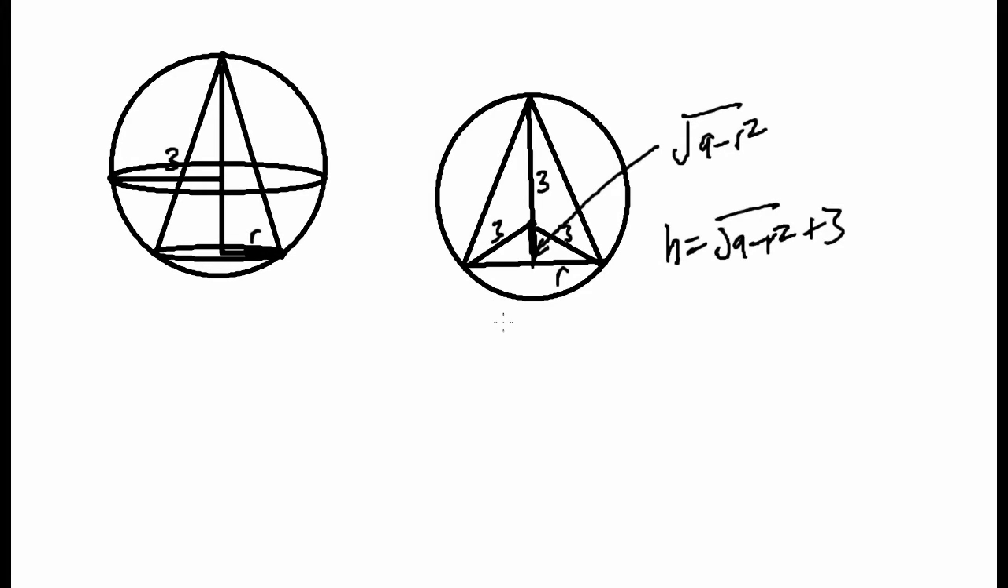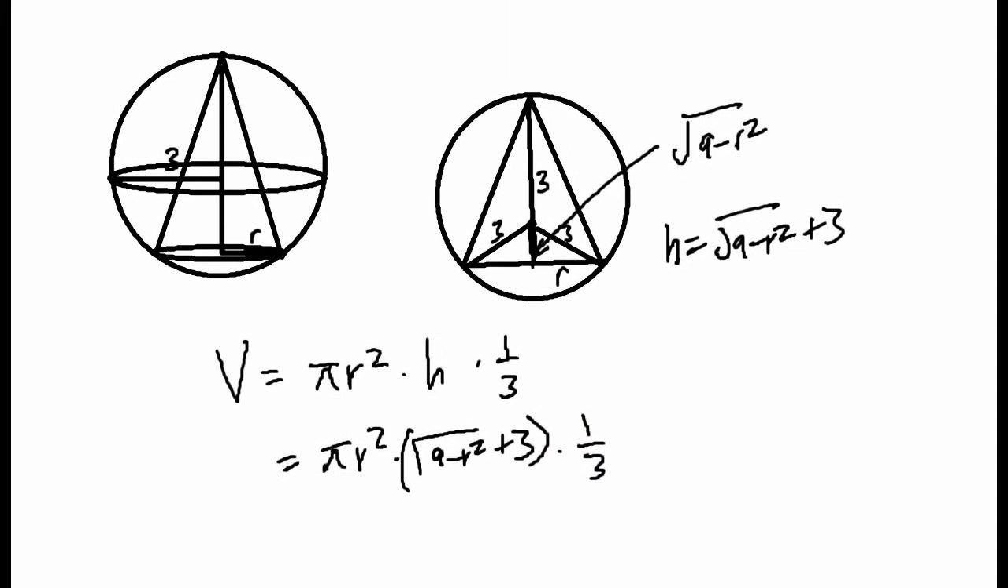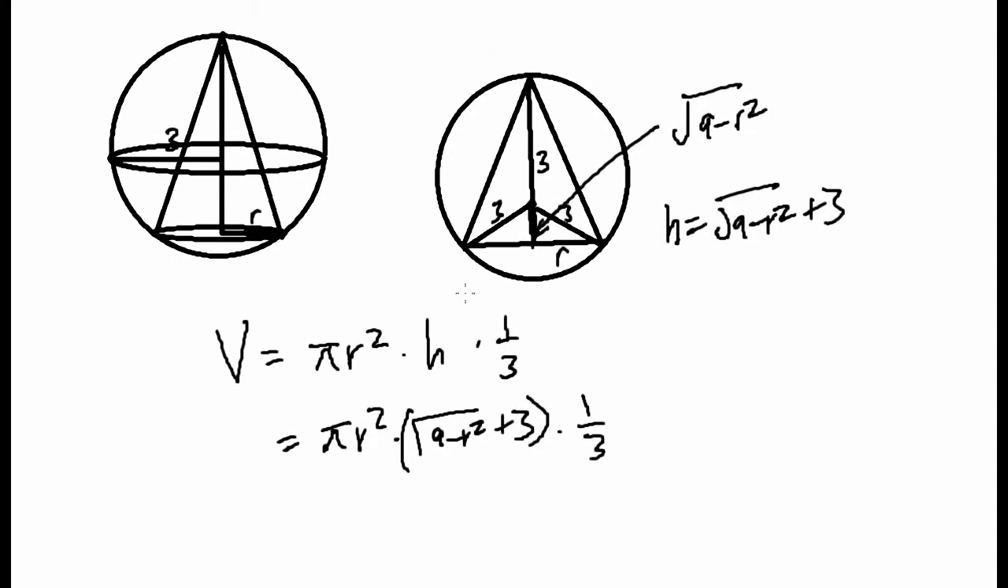Now that we know the height of the cone, we can have a function for volume in terms of r. The formula for the volume of a cylinder is pi r squared times height, and multiplied by 1/3, that's the volume of a cone. And we know that height is equal to the square root of 9 minus r squared plus 3, so this would be equal to pi r squared times the square root of 9 minus r squared plus 3, times 1/3. We have a function for volume now, and let's take a look at what to do next.